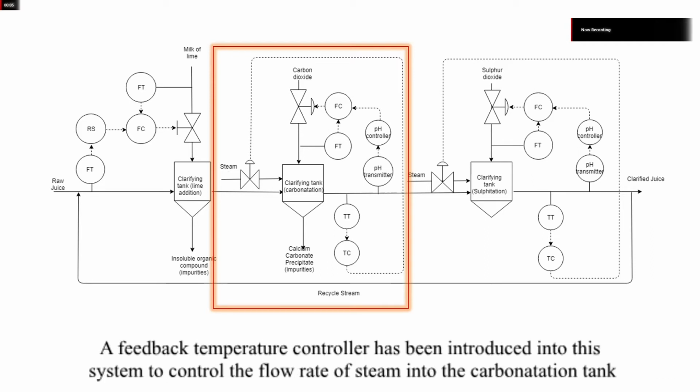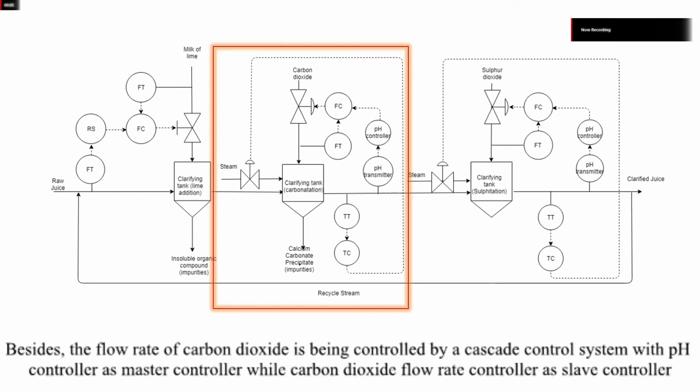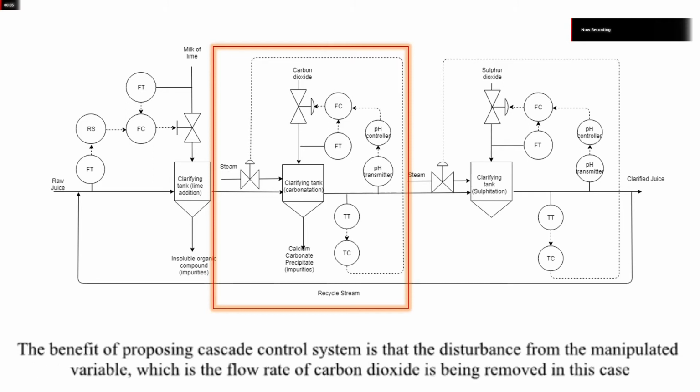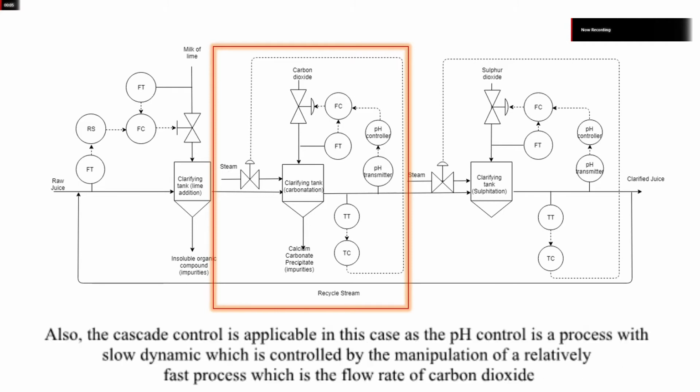A feedback temperature controller has been introduced into this system to control the flow rate of steam into the carbonation tank. Besides, the flow rate of carbon dioxide is controlled by a cascade control system with the pH controller as master controller while the carbon dioxide flow rate controller is the slave controller. The benefit of proposing a cascade control system is that the disturbance from the manipulated variable, which is the flow rate of carbon dioxide, is removed in this case.